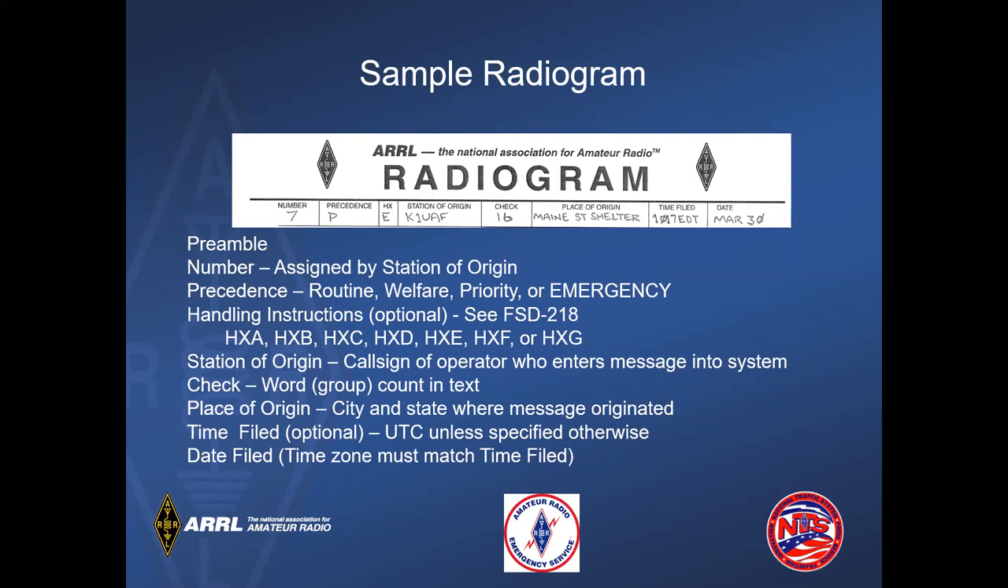So while it's optional for routine messages, during an emergency or an incident where you're activated, I would consider time filed required. The message number is assigned by the originating station and never changes. That's like the index to find that radiogram in the system. And the best way to do it is just sequentially. Don't come up with some fancy numbering system that includes the day of the month and the phase of the moon. Just start with message number one and just keep going.